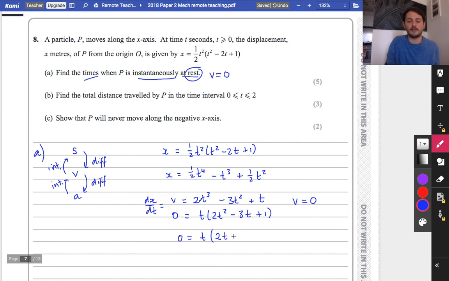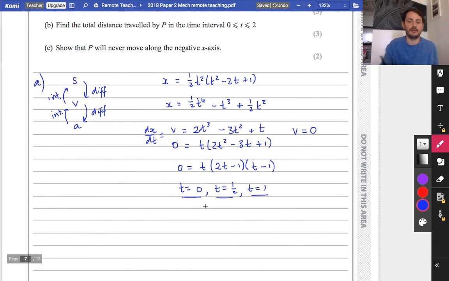Now, if I factorise this, I actually get 2t minus 1 and t minus 1. Like I said, you could just put this equation into your calculator and it will come up with your 3 values. And your 3 values are t equals 0, t equals a half, and t equals 1. So you need to have 3 answers for this one to get the times when it is instantaneously at rest. And I'll go through where you get the marks for this in just a second.